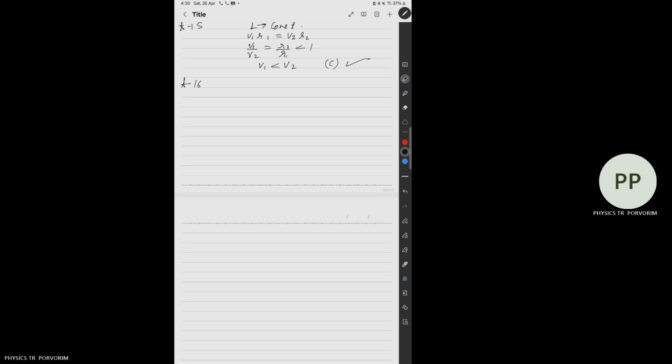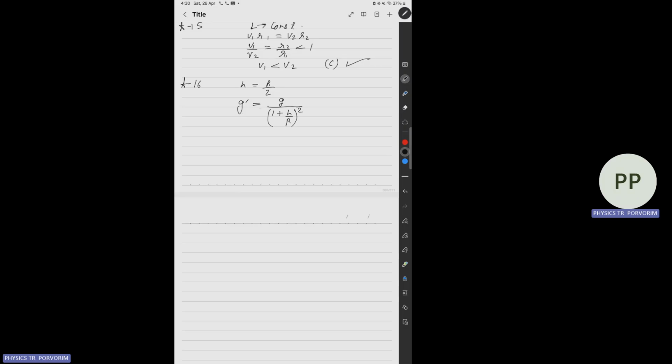16th question. A body weighs W Newton at the surface of the earth. Its weight at a height equal to half of the radius. So h is r by 2 now. We know acceleration due to gravity at a height h is given by g divided by (1 plus h by r) whole square.